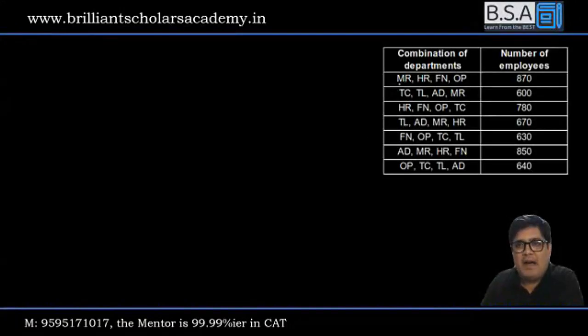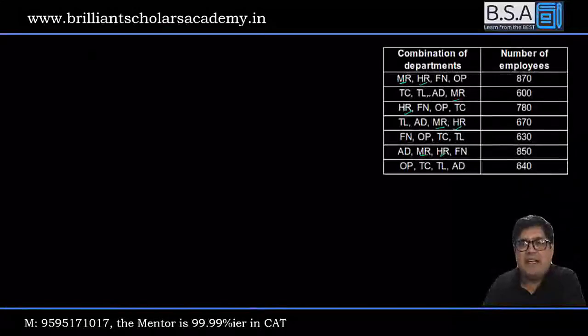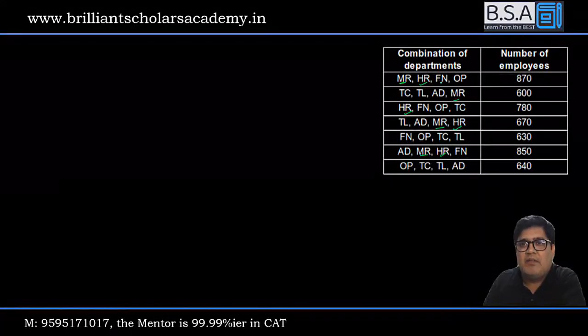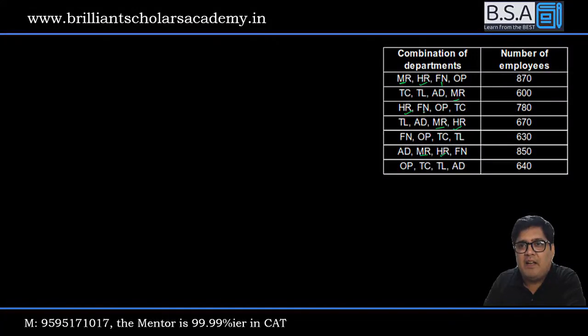Like you see MR 1, 2, 3, 4. MR's name is given 4 times. HR 1, 2, 3, 4. HR is given 4 times. So cyclic patterns are created. FN 1, 2, 3, 4. OP 1, 2, 3, 4. Do you see every name is given to you 4 times?